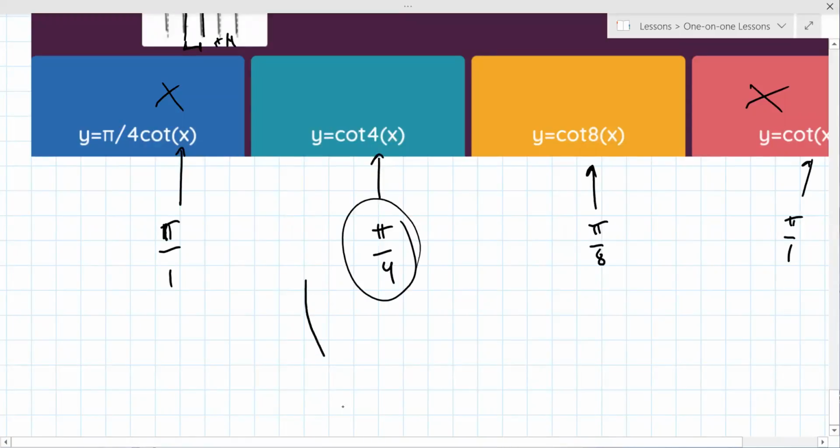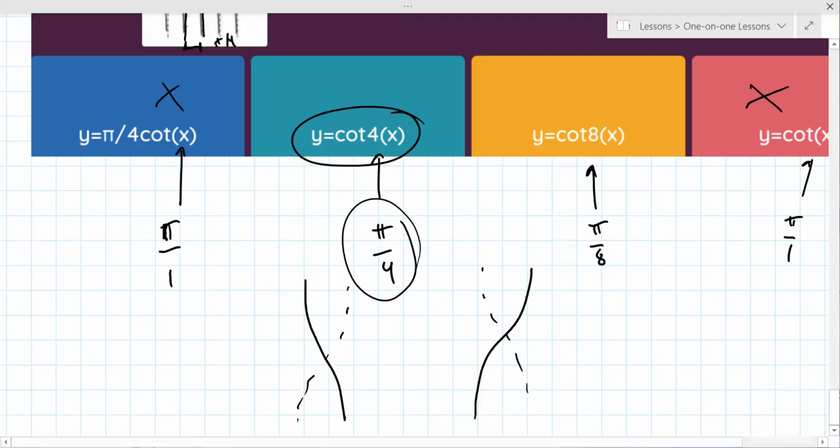Cotangent does go down like this. The problem is that's not a good enough reason to select it, because tangent goes up and to the right, but if you do a negative tangent, it flips, and same thing here. A negative cotangent flips it as well. But the short answer is because the period is pi over 4, this is the correct answer, because you're just looking to distinguish between the periods.